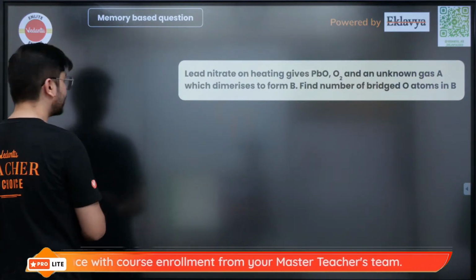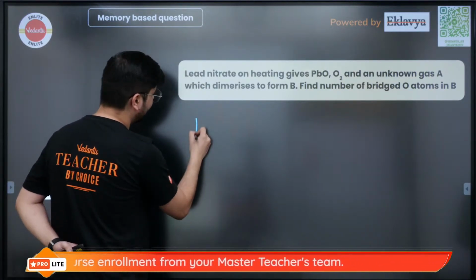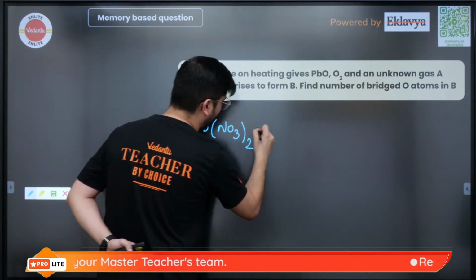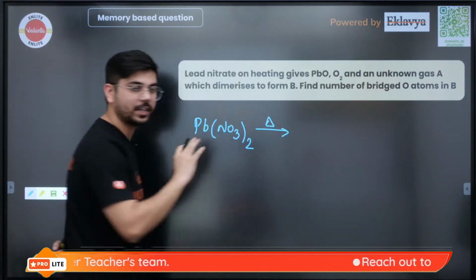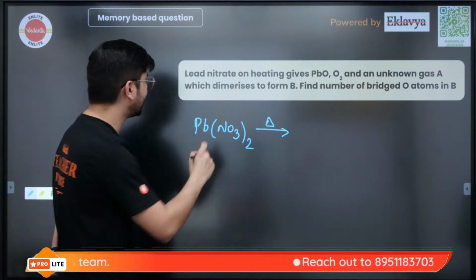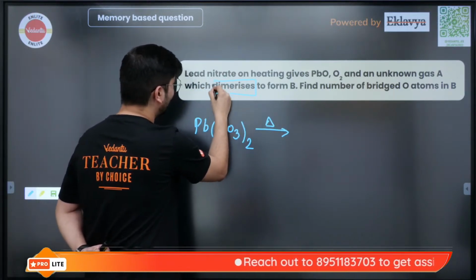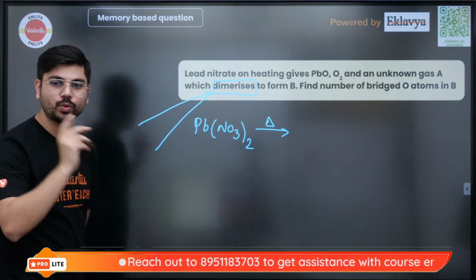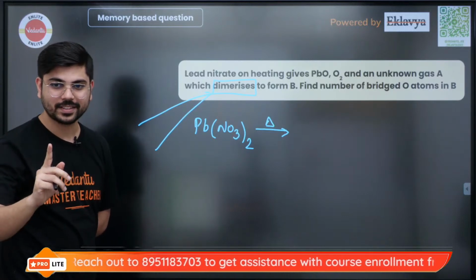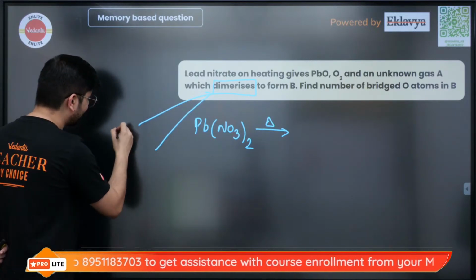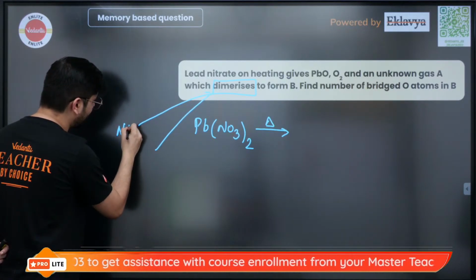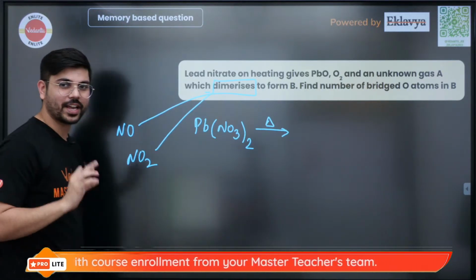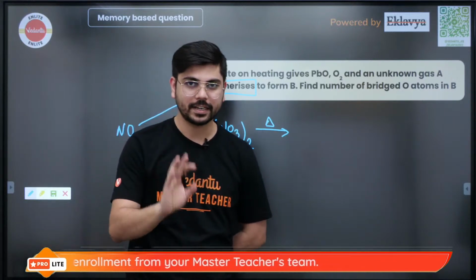The question is, you have lead nitrate and we are heating it, right? So it gives us a gas which can dimerize. Now don't you know, in the oxides, we have studied only two gases which can dimerize. It can be either NO or it can be NO2. Okay, only these two gases can dimerize.